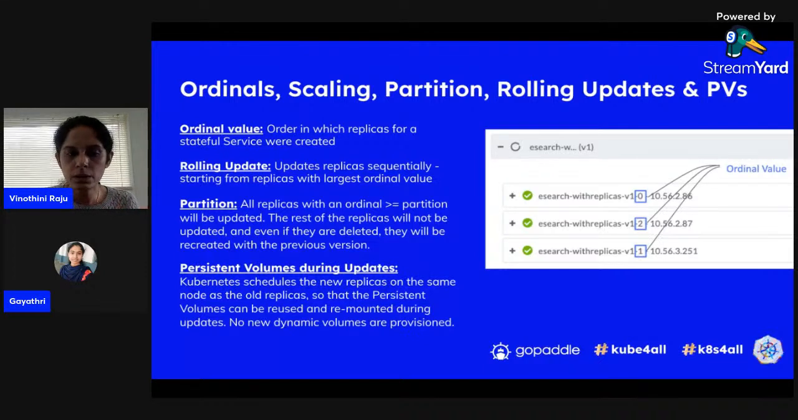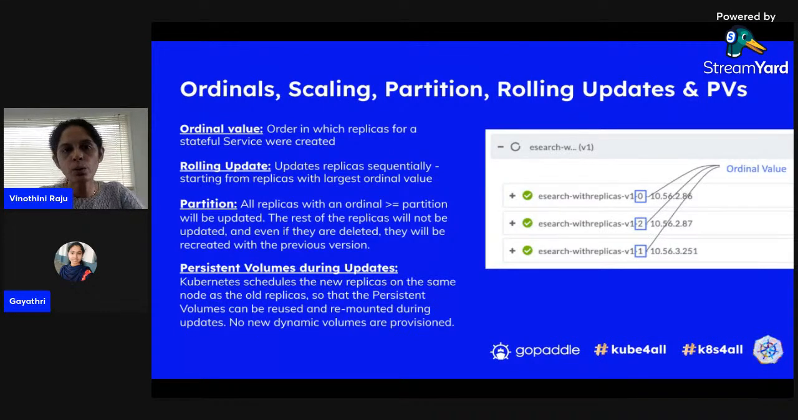Now coming to persistent volumes during updates, what happens to the data? It's going to bring up a new version of the replica, but it will attach to the same persistent volume, so your data will still remain. No new dynamic volumes are provisioned. So these are some key concepts that we need to know, not just for MongoDB, but for any stateful application.